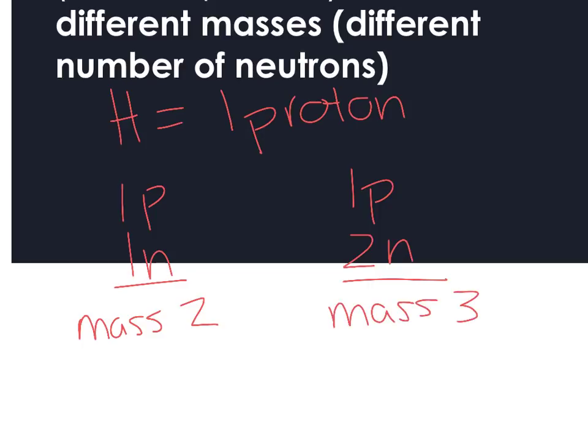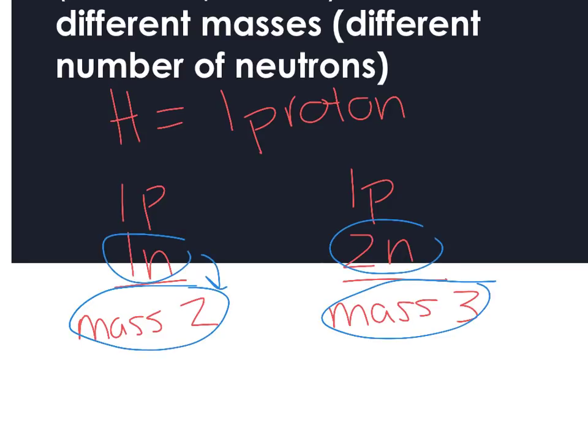So they're the same element, they have the same number of protons, but the only difference is that they have different masses, and they have different numbers of neutrons, which are causing the different masses. These guys, because they are different, even though they're the same element, we have to call them something different. These guys are considered to be isotopes. They're just isotopes of each other. They're the same element, different masses.